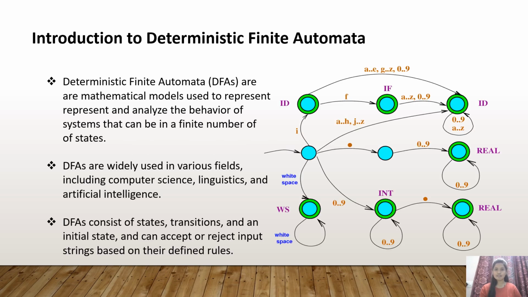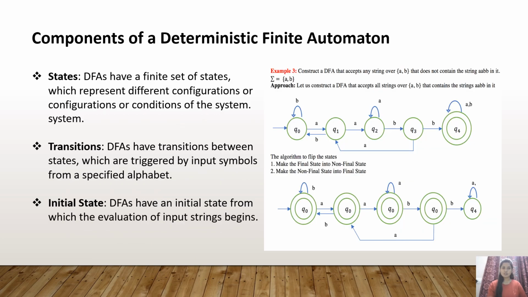Introduction to Deterministic finite automata. Deterministic finite automata, DFAs, are mathematical models used to represent and analyze the behavior of systems that can be in a finite number of states. DFAs are widely used in various fields including computer science and artificial intelligence. A DFA consists of states, transitions and an initial state, and can accept or reject input strings based on defined rules. Next, we'll discuss the components of deterministic finite automata.